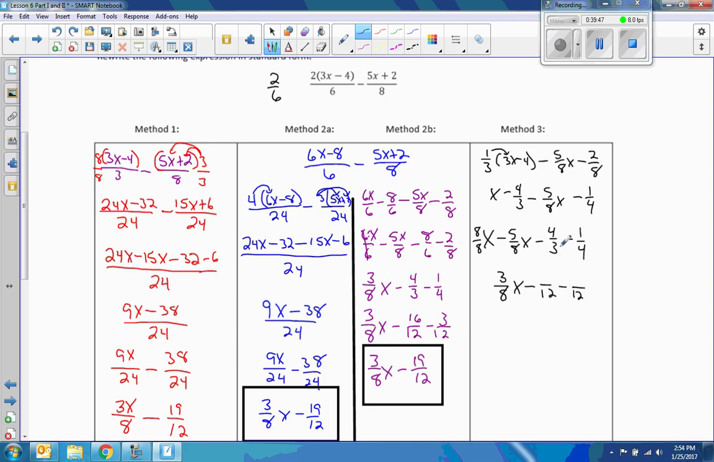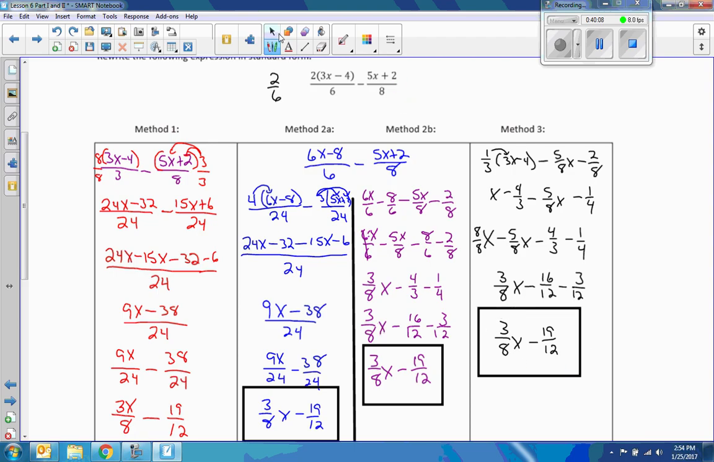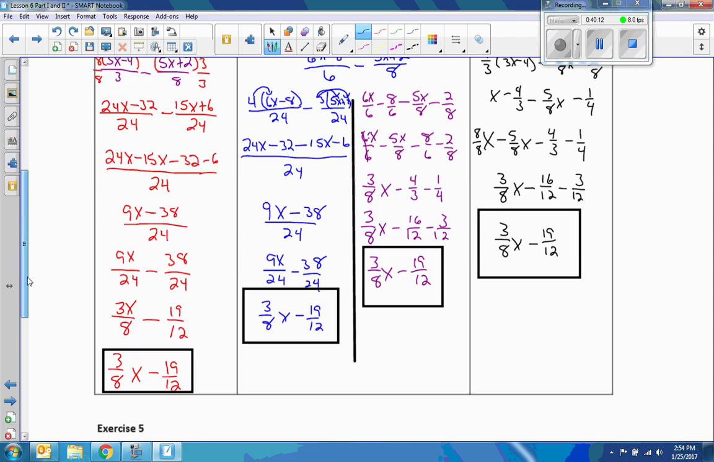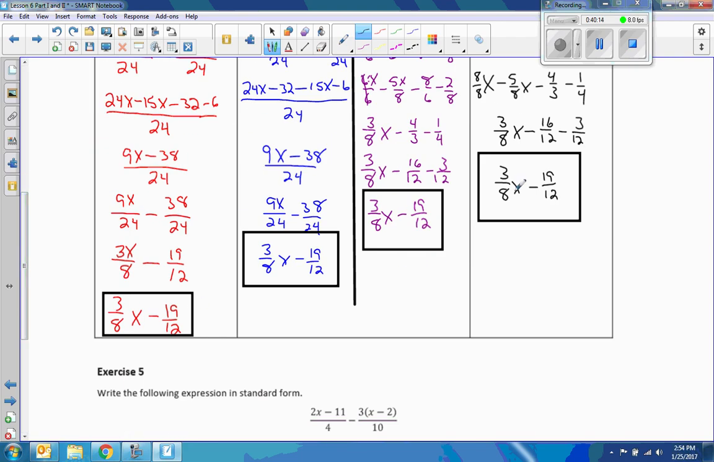And I have to multiply this by 4, so I get 16 in the numerator. Multiply this by 3 to get 12, so 3 times 1 is 3. I finally get 3/8x minus 16 minus 3, which is 19 over 12. And as you can see, all 4 answers are correct.